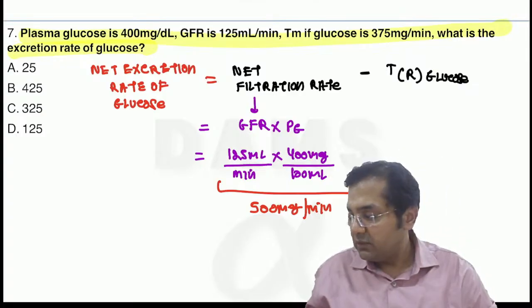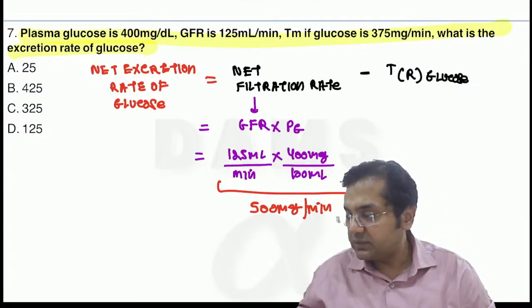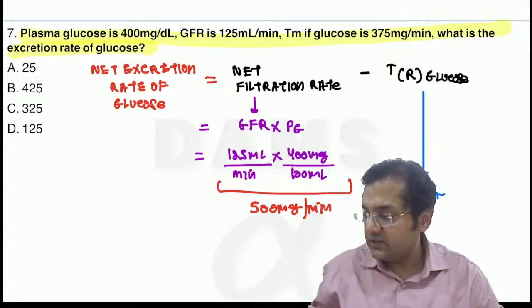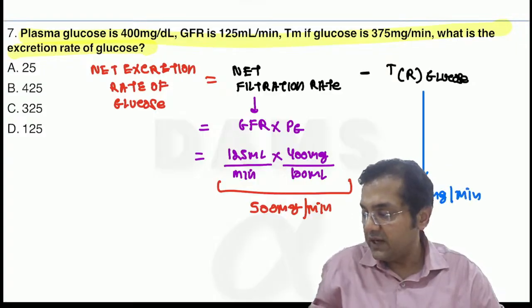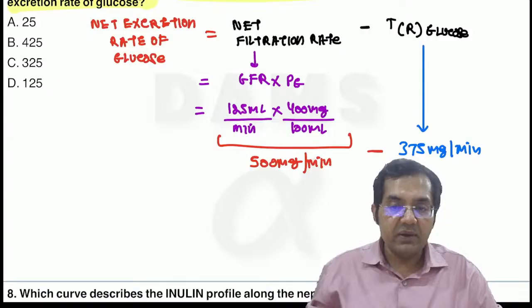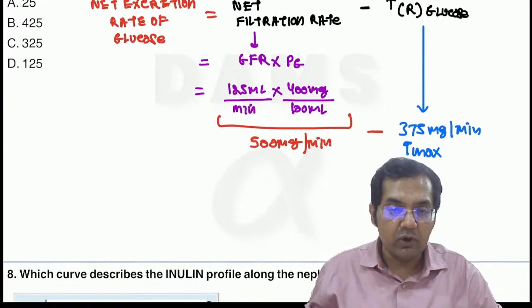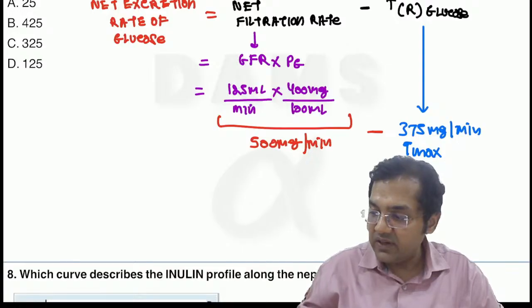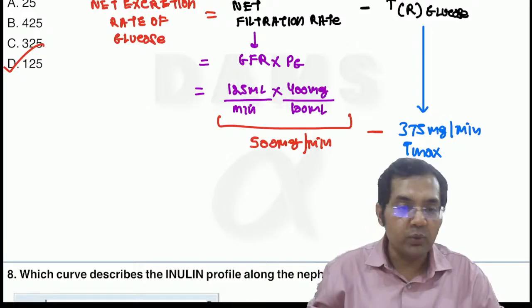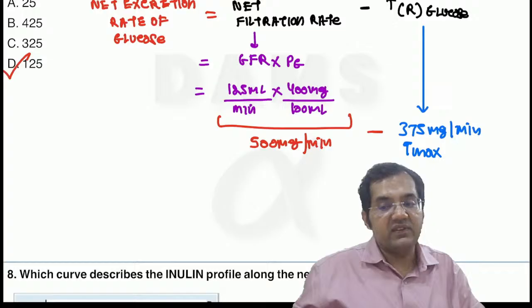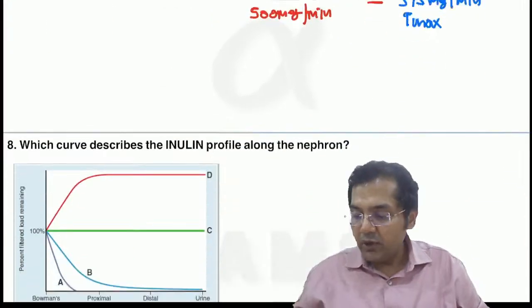But can you tell me what is the reabsorption rate given to us? The reabsorption rate given to us in the question is 375 milligram per minute, which is, remember, the Tmax, the maximum rate of reabsorption of glucose. So 500 minus 375, the answer is none other than 125, right? This takes care of this one as well. 125 is the answer. Moving on to question number 8.